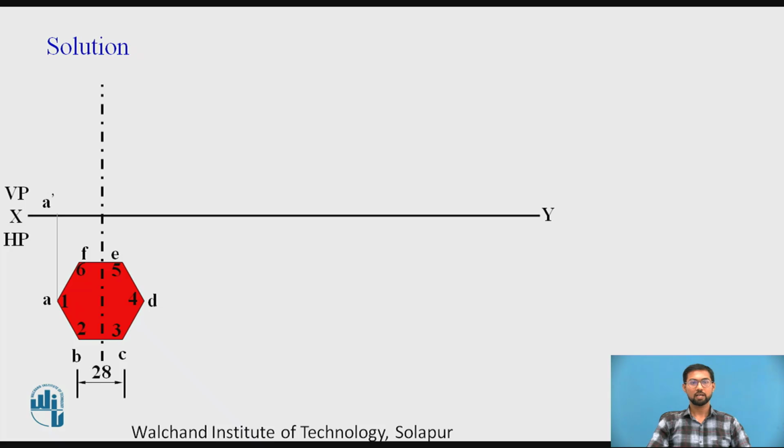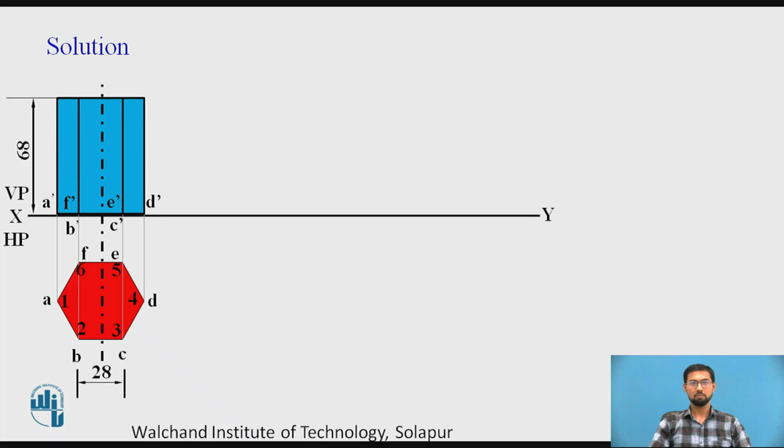So from A we take A dash, because we have to first mark the bottom base. Then from B and F we get B dash, F dash. Then from C and E we get C dash, E dash. Then from D we get D dash. So if you observe, A dash to D dash, we mark the bottom base as a single line on the XY line. Then we mark 68 mm, that is the height of the hexagonal prism, and we draw the hexagonal prism, which will look like a rectangle.